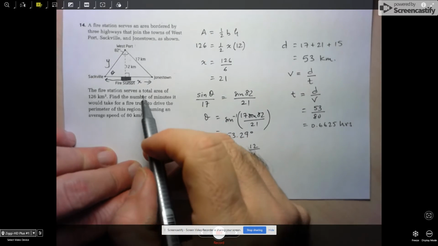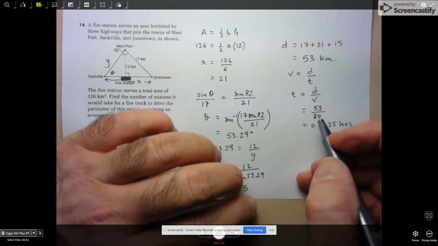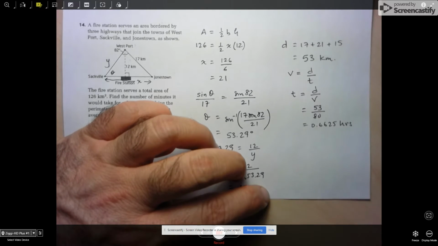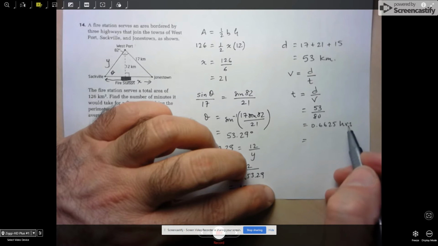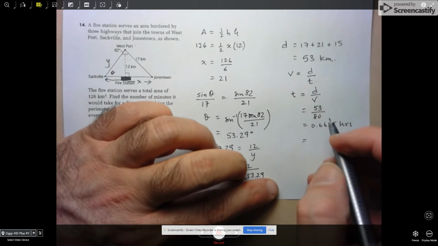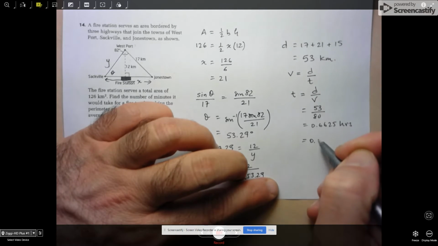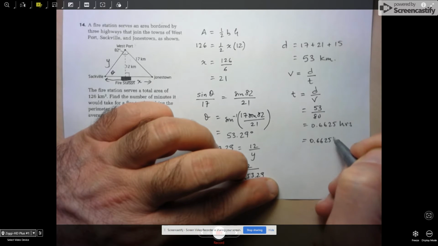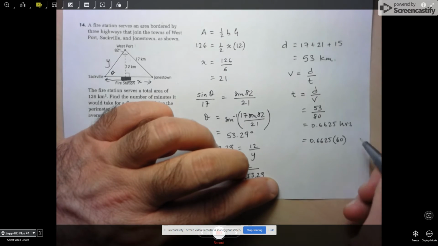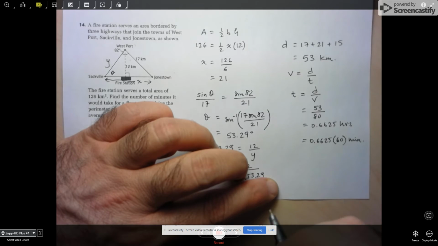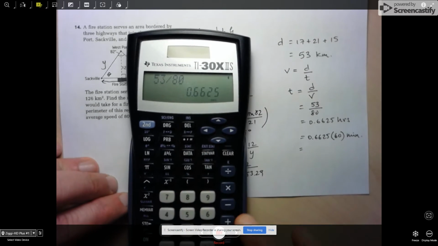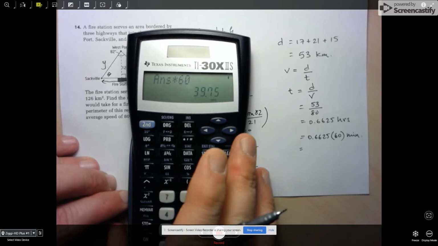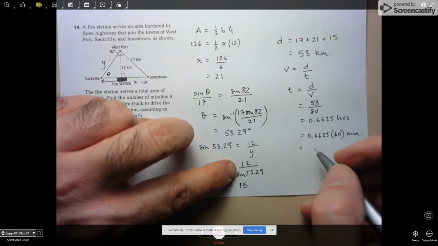But they don't want the answer in hours. They specify that it has to be in minutes. So we're going to change the units. 1 hour is the same as 60 minutes. So this is just going to be 0.6625 times 60 minutes. All right, and let's see what that gives us. We already have that in our calculator, so times 60, that is 39.75 minutes.